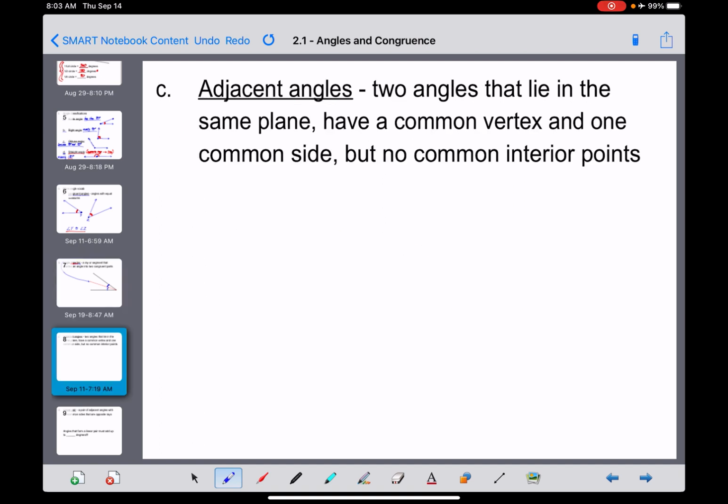Okay, a little more vocab here. Adjacent angles. Now that word adjacent, you might have heard in other contexts outside of a math class. Like for example, Illinois and Wisconsin are two adjacent states. They butt up right next to each other and they share a border. So when we're talking about angles, this definition's a little wordy: adjacent angles are two angles that lie in the same plane, have a common vertex and one common side, but no common interior points.